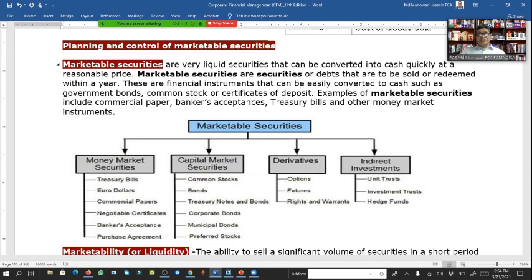These are financial instruments that can be easily converted to cash, such as government bonds, Bangladesh Bank treasury bills, treasury bonds, and common stock or certificates, etc. Marketable securities include commercial paper, bankers' acceptances, treasury bills, and other money market instruments.